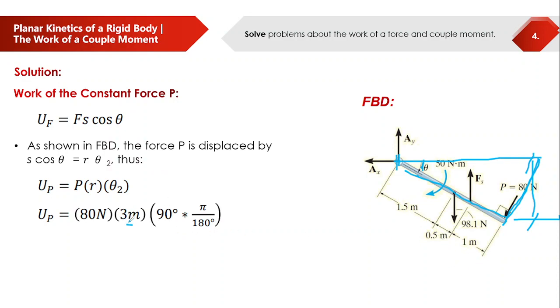So, ito yung R. So, 3 meters. Tapos, yung 90 degrees, ito yung theta mo is 90 degrees. That will be, in radians ha, when we are talking about arc length, dapat naka-radians yung angle mo. So that will be 90 times pi over 180. Then, the work of the constant force P is 376.99 joules.